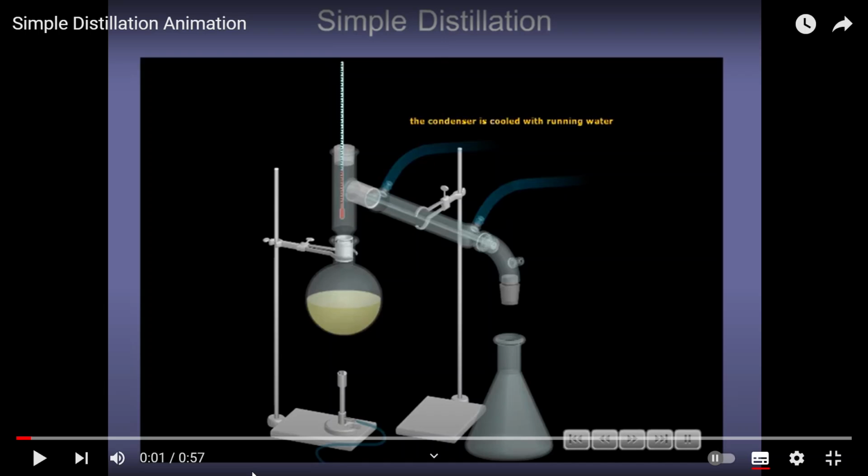Okay, so the liquid gets heated, it rises, and then as it goes into this tube, the cold water running around the outside causes it to condense. So it's going from liquid to gas and then gas to liquid. So let's watch what happens here.